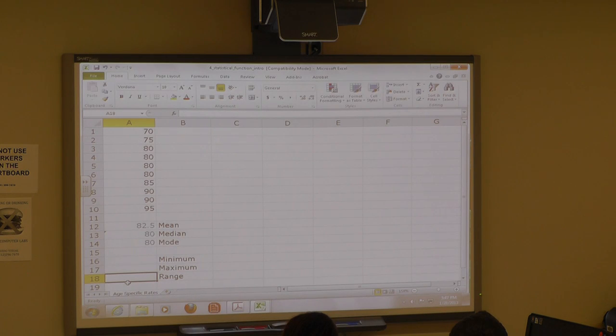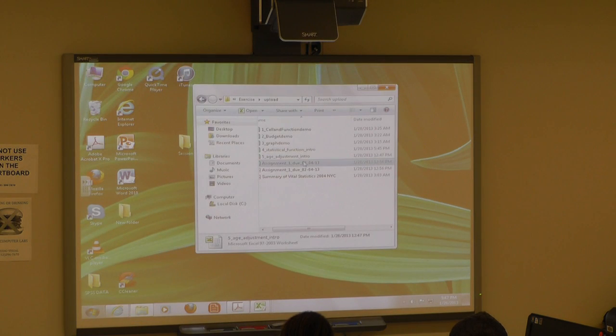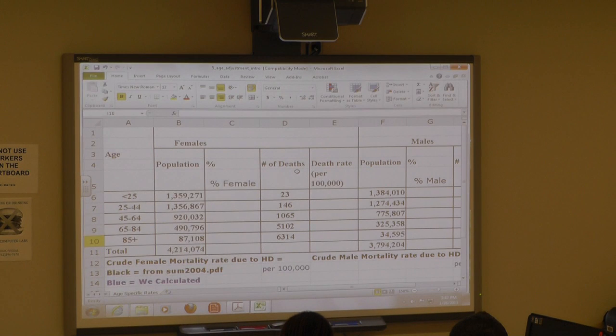Okay, so now what you might do for homework is complete this one. And we're going to take another look at something else for you to complete that we're going to work with next week, and that is something called age adjustment. Except that for now, we're just looking at mortality.